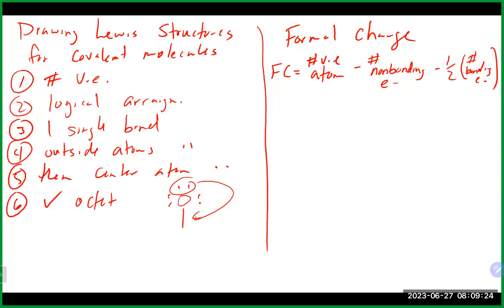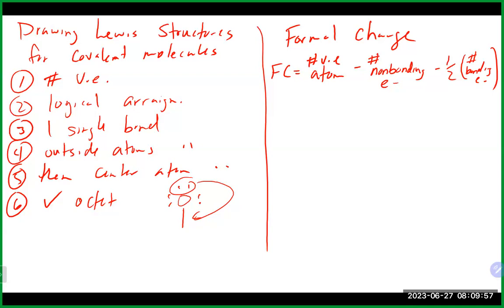The benefit of formal charge, or what people will sometimes use formal charge for more specifically, is that it can help you pick between two possible structures that you might want to draw. And I think we did a couple of those towards the end of last time as well. It can help you decide which of two structures might be a better structure than another based on formal charge.